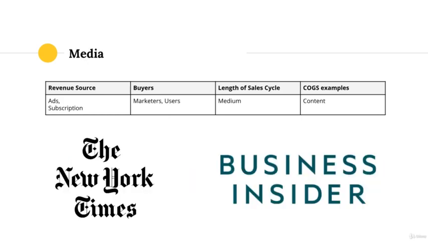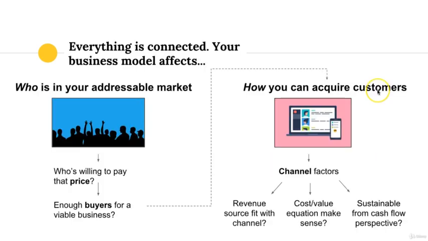Finally, we have media, which is also an ad-supported model, but interestingly enough, we're seeing places like the New York Times adopt a subscription model as well. So it kind of shows you that you can mix and match some of these models and utilize multiple models simultaneously. So as you're thinking through the 5 variables that make up your business model, just remember that everything is connected. Any changes you do to the revenue part of your funnel will affect the rest of your funnel.